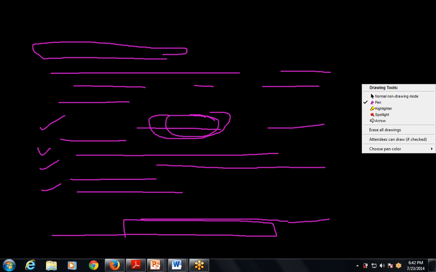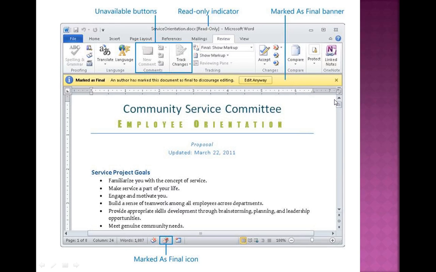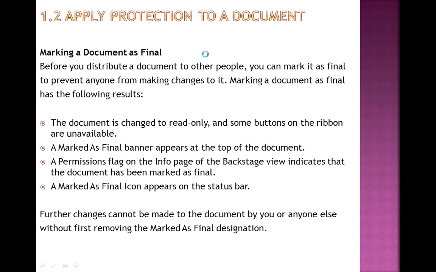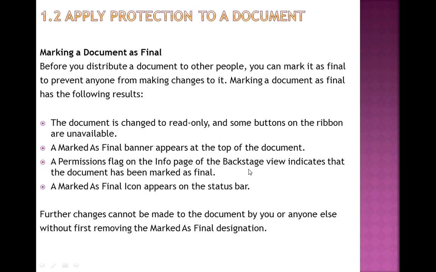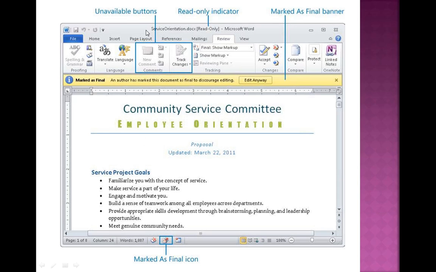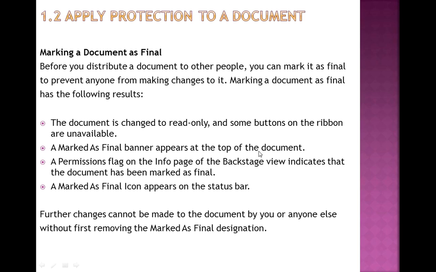Now let's see. This is the read-only document. These are the unavailable buttons. As the last slide says, some buttons are unavailable. So these are the unavailable buttons, meaning these buttons are not available. This is the read-only indication.